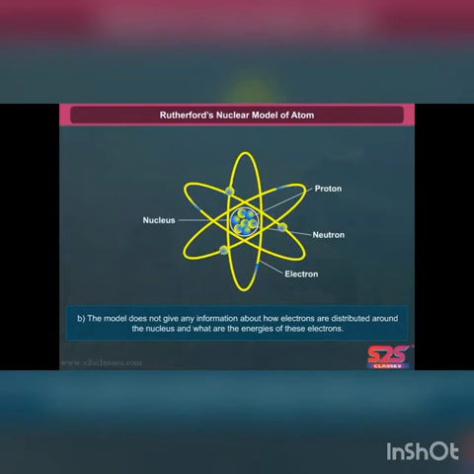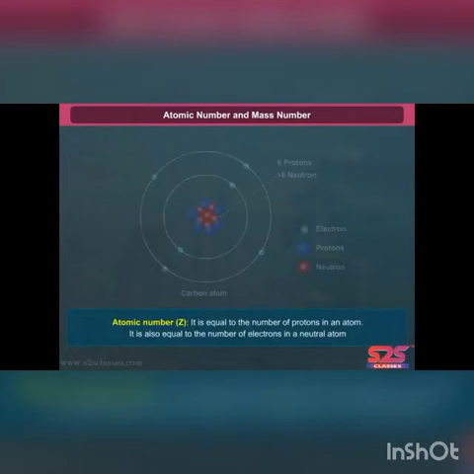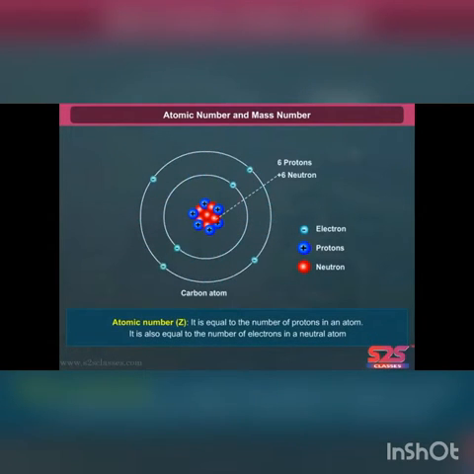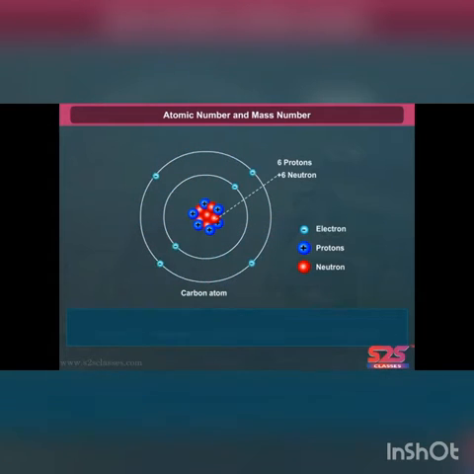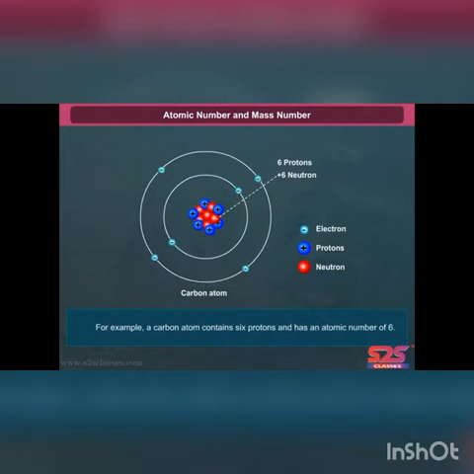The model does not give any information about how electrons are distributed around the nucleus and what are the energies of these electrons. Atomic number and mass number. The number of protons in the nucleus of an atom determines an element's atomic number. It is also equal to the number of electrons in a neutral atom. For example, a carbon atom contains 6 protons and has an atomic number of 6.